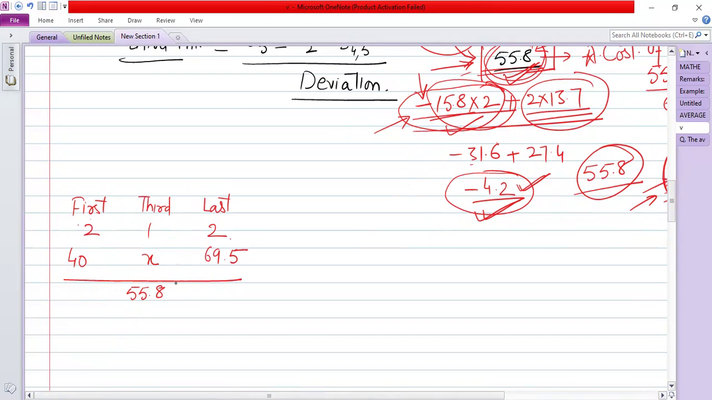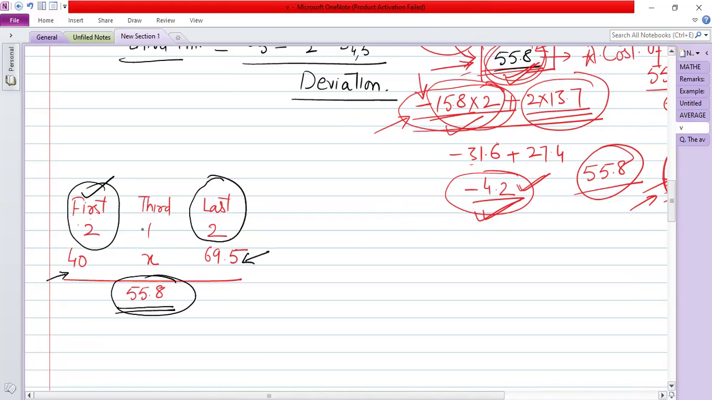So the five terms, their average was 55.8. The first two terms, their average is 40. And the last two terms, their average was 69.5. And we have to find the value of the third term. So 40, what is the deviation of this 40 from 55.8? The deviation is 15.8. And this deviation, it is for how many terms? Two terms. So multiplied by 2.